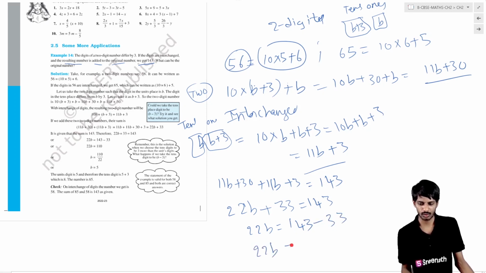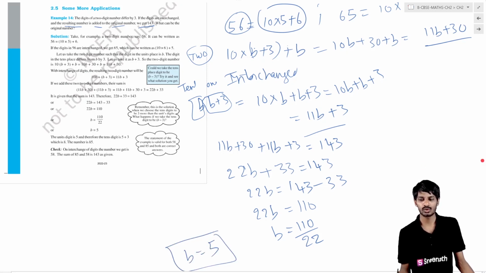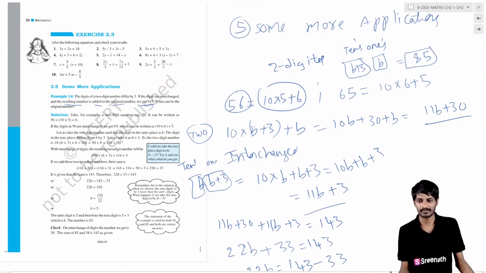So 22b equals 143 minus 33, which is 110. Here 22 is multiplying, so we have to shift it and divide: 110 by 22. What is the answer? The answer is 5. So the b value is 5. What are the digits we have? The original number has b in the ones place and b plus 3 in the tens place. So b is 5 in the ones place. What is the tens place? That is b plus 3, 5 plus 3, which is 8. So the original number is 85.